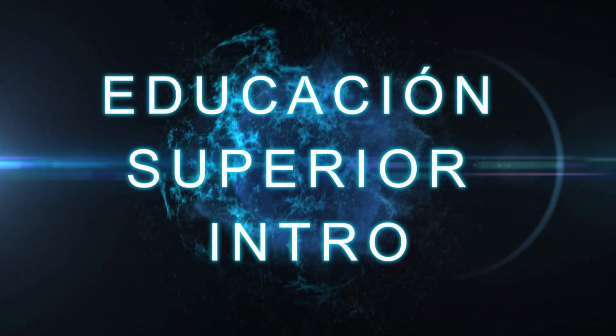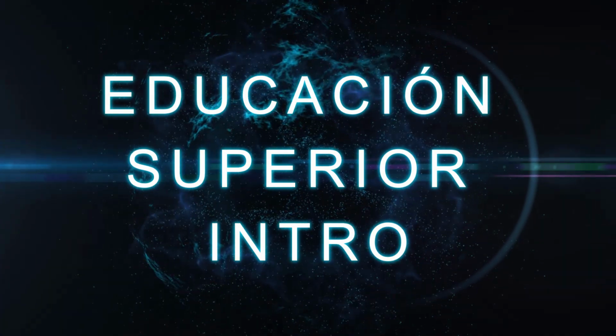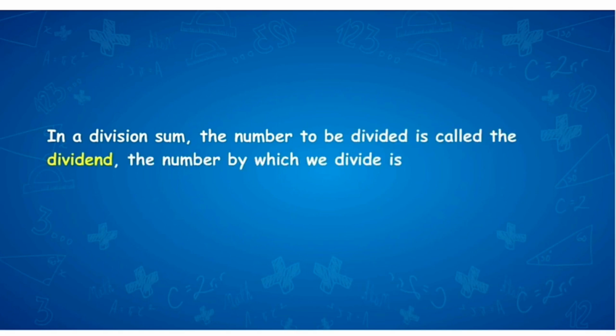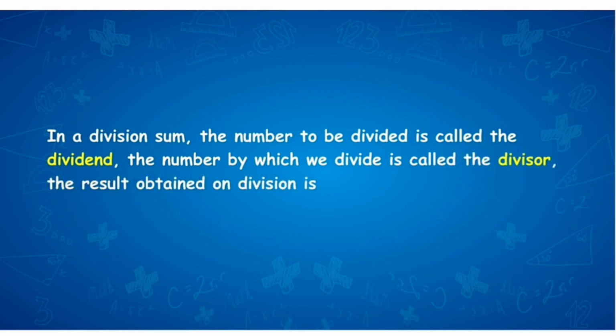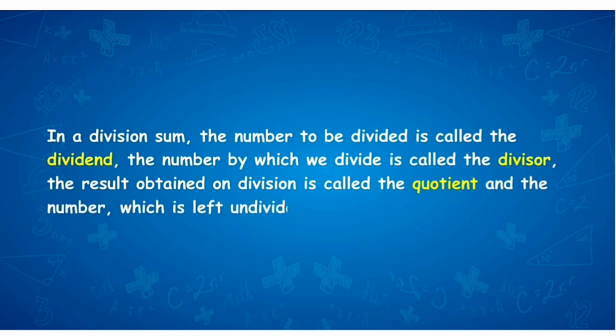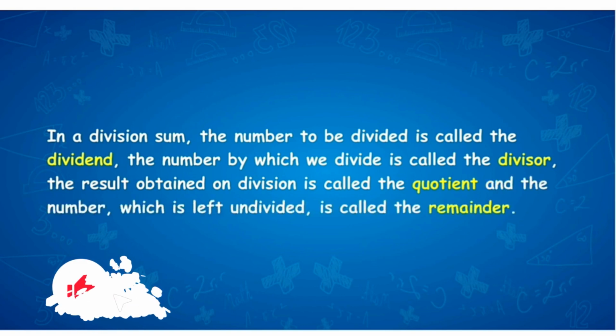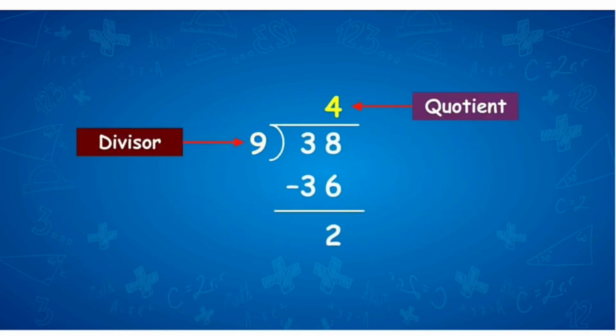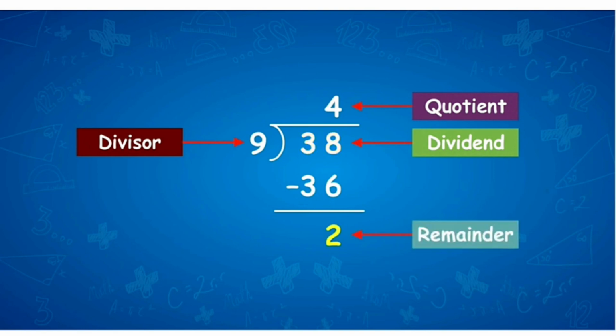Related to division. In a division sum, the number to be divided is called the dividend. The number by which we divide is called the divisor. The result obtained on division is called the quotient, and the number which is left undivided is called the remainder. Here 9 is a divisor, 4 is quotient, 38 is dividend, and 2 is remainder.